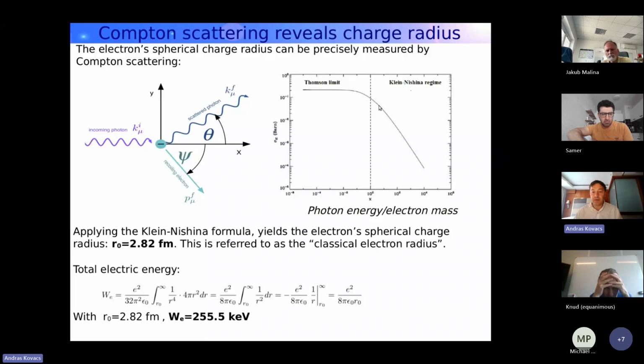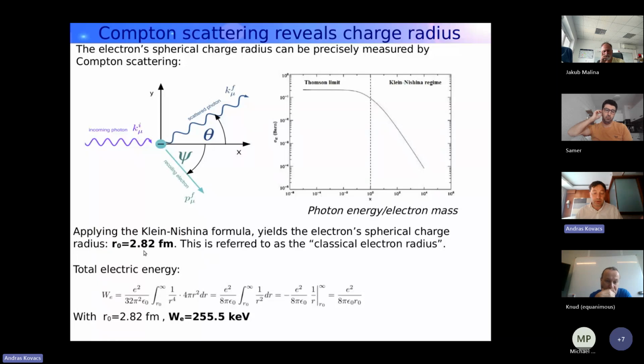By applying the Klein-Nishina formula to the experimental scattering cross-section, we can measure the spherical charge radius of the electron. The experimental data gives this 2.82 femtometer spherical charge radius, and this 2.82 femtometer is well known in physics. This value is referred to as the classical electron radius. So the experiment tells us this is how large the electron charge is.